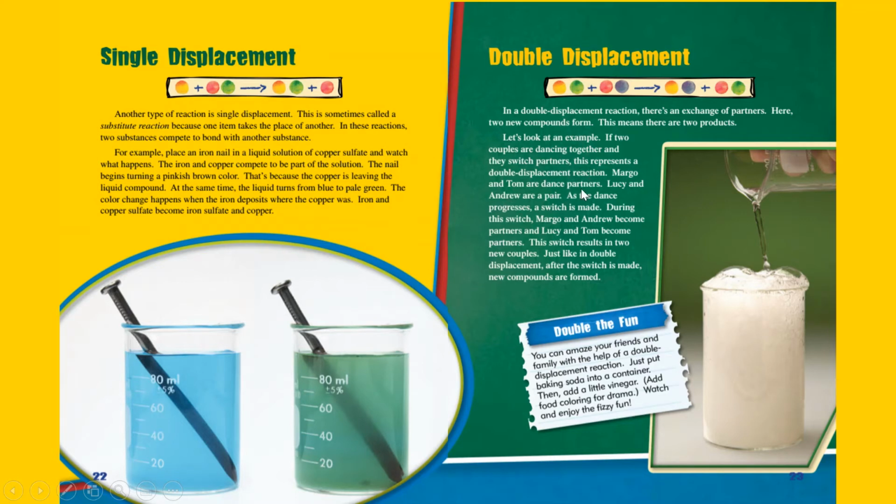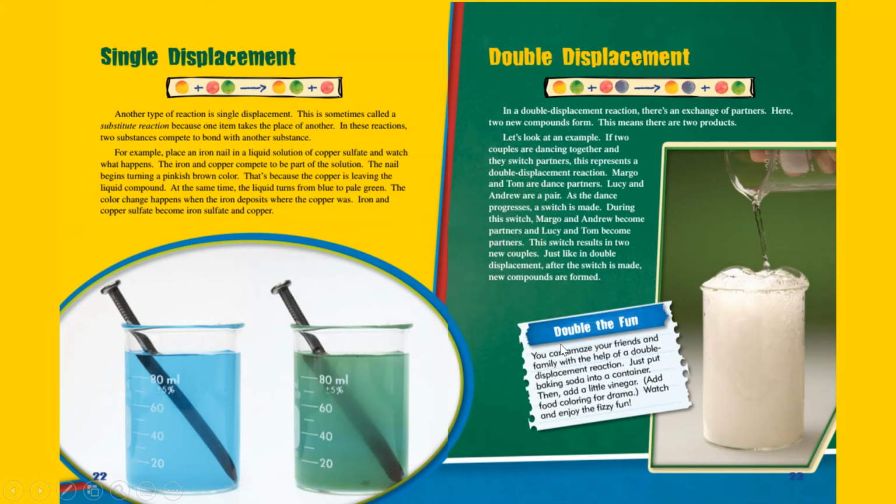Margot and Tom are dance partners. Lucy and Andrew are a pair. As the dance progresses, a switch is made. During the switch, Margot and Andrew become partners, and Lucy and Tom become partners. This switch results in two new couples. Just like in double displacement, after the switch is made, new compounds are formed.